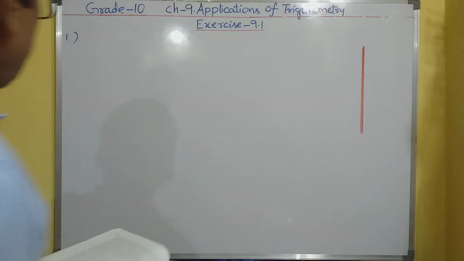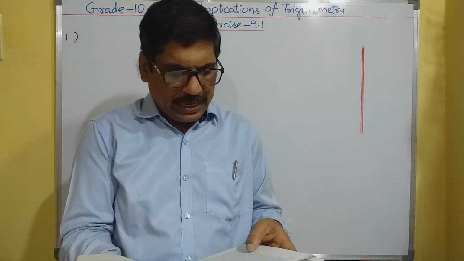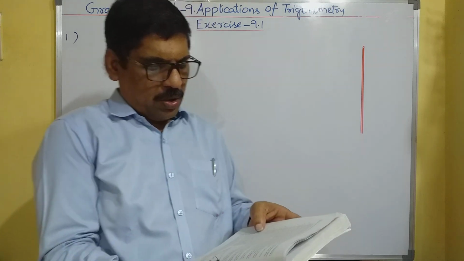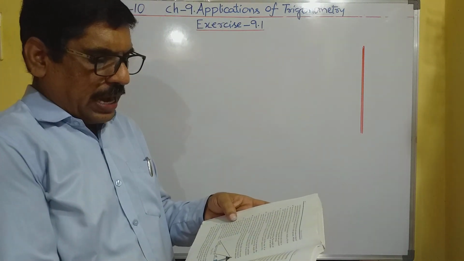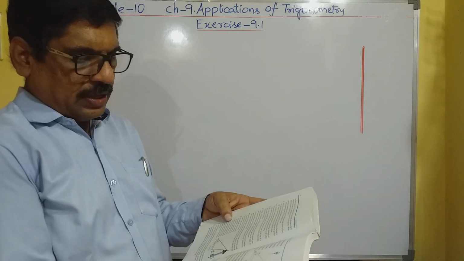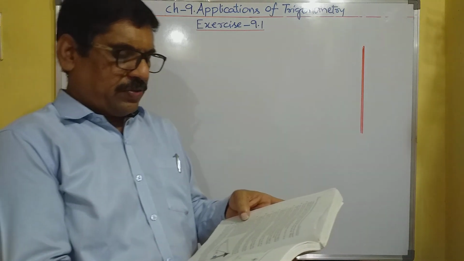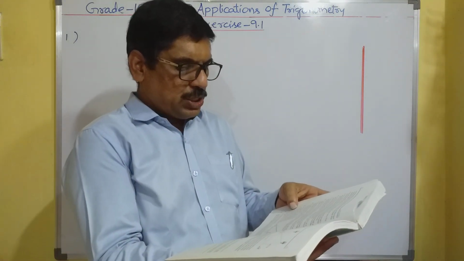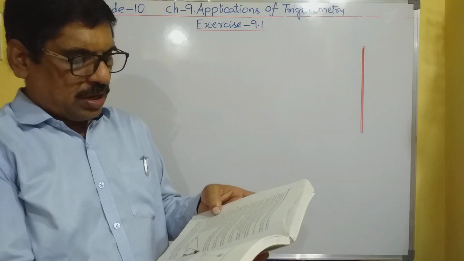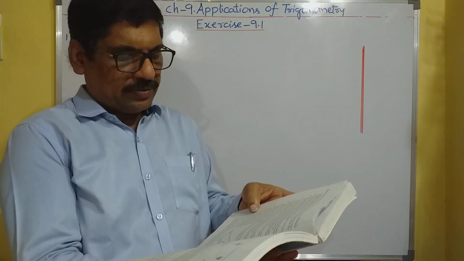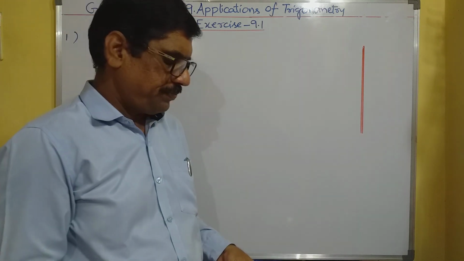Now look at the 11th problem. A TV tower stands vertically on a bank of a canal. From a point on the other bank directly opposite to the tower, the angle of elevation of the top of the tower is 60 degrees. From another point 20 meters away from the point on the line joining this point to the foot of the tower, the angle of elevation of the top of the tower is 30 degrees. Find the height of the tower and the width of the canal.